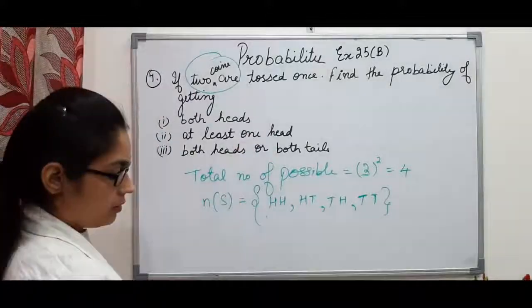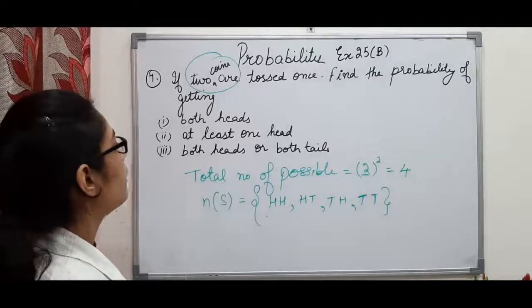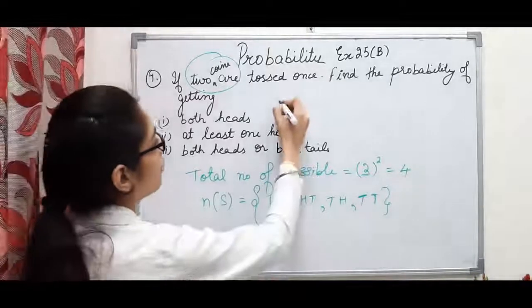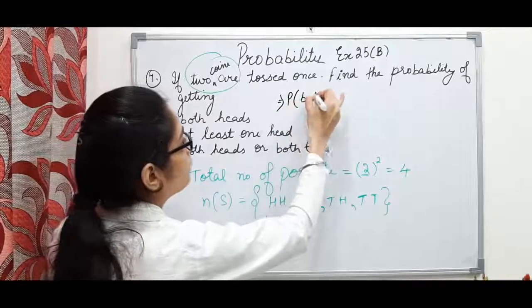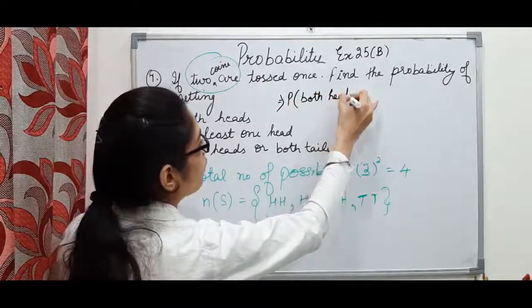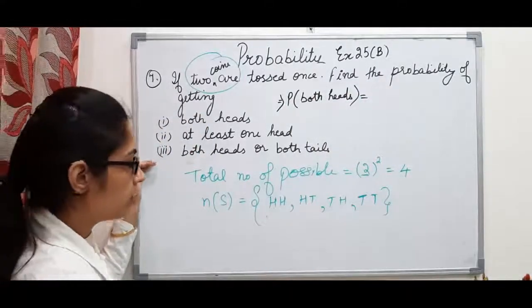Now let's move towards the parts which they have given us. First part: what is the probability of the event when both heads will come? Both heads. Now we can look at the given data which we have written just now.